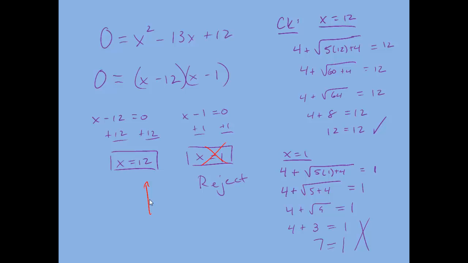Had x equals 12 also been rejected, then there would be no solution. So if there's an answer, then we say what the answer is. If all the solutions that we find get rejected, then the answer would be no solution.